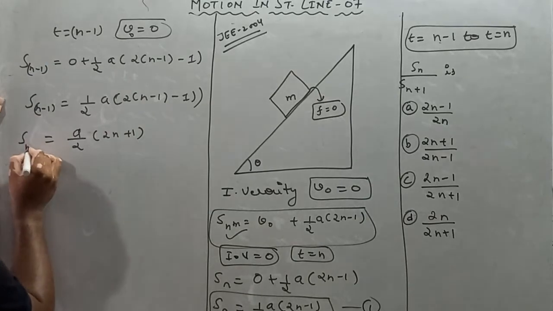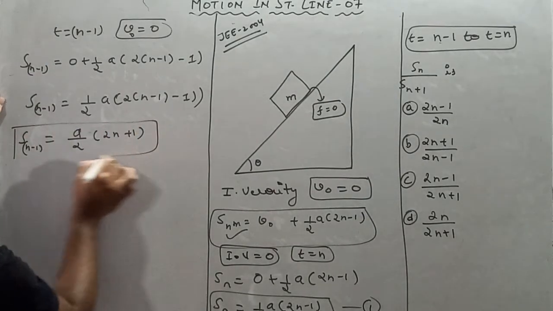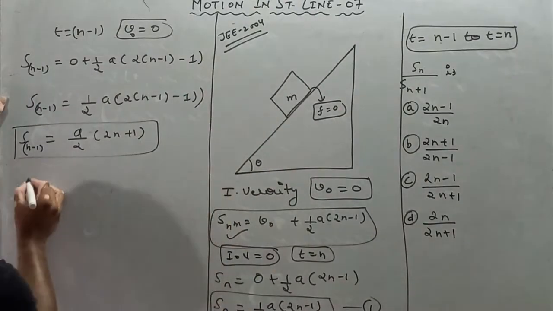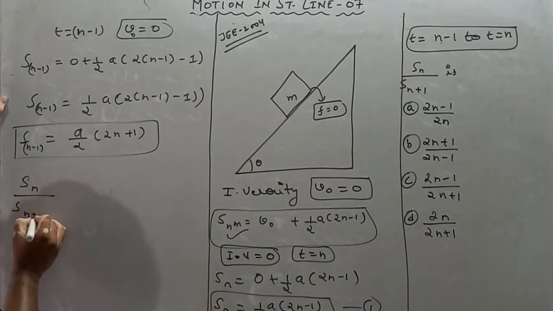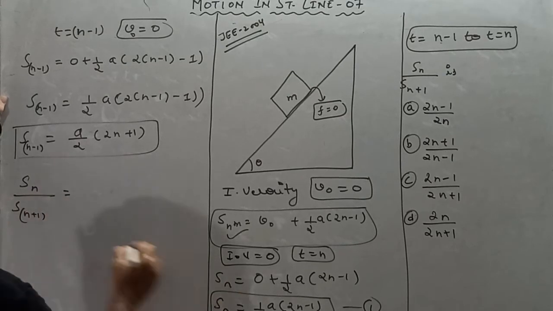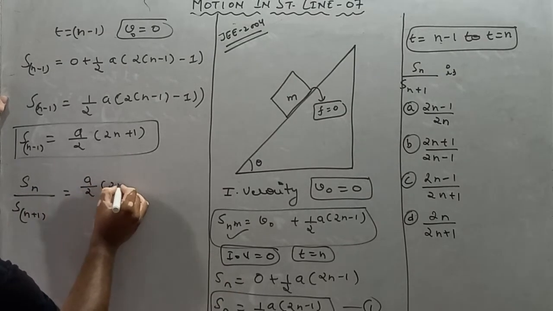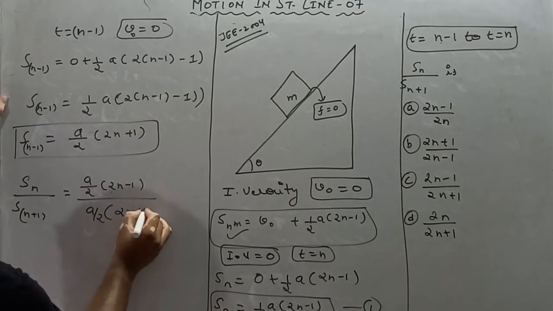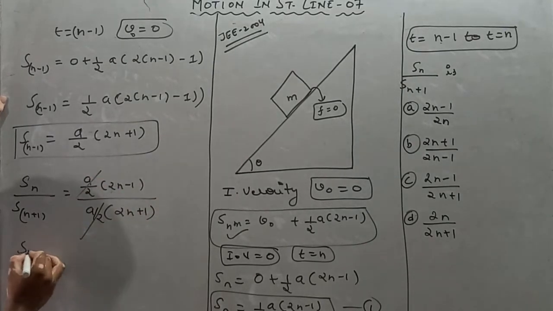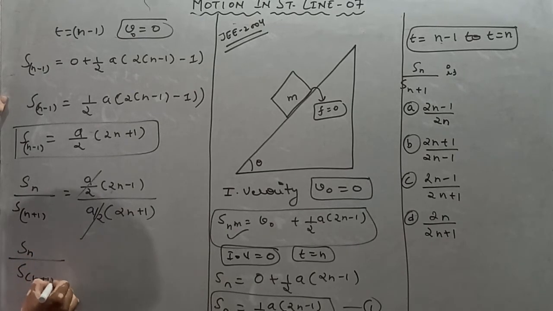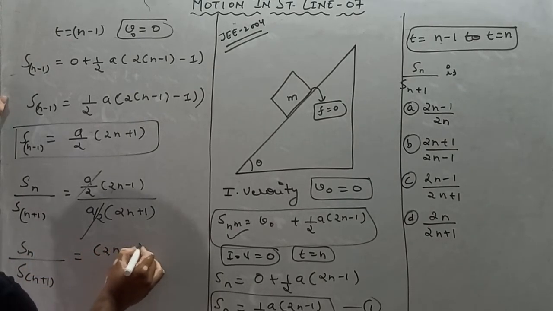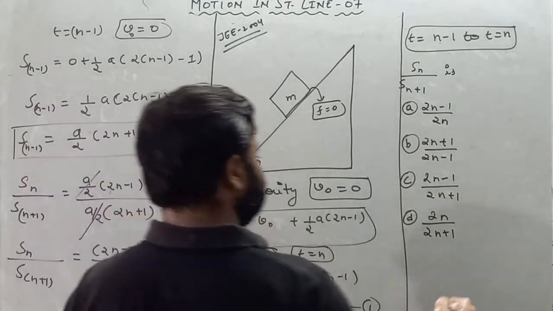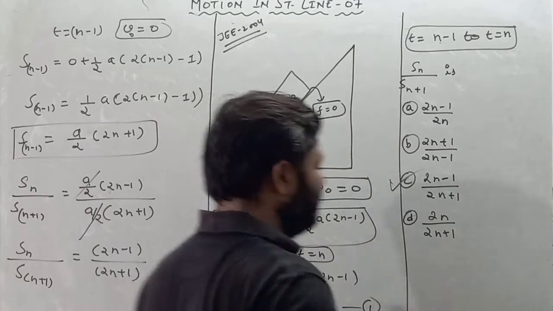So now this is the distance traveled in time S_(n minus 1), and this is the distance traveled in time S_n. So you will get your answer. S_n by S_(n minus 1) becomes a by 2 times (2n minus 1) divided by a by 2 times (2n plus 1). So a by 2 gets cancelled. So S_n by S_(n minus 1) is equal to (2n minus 1) upon (2n plus 1). So the correct option is option number C. I hope you all understand.